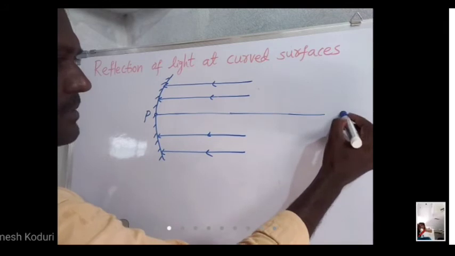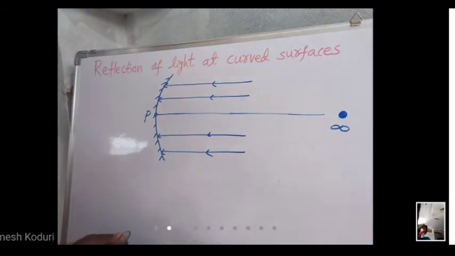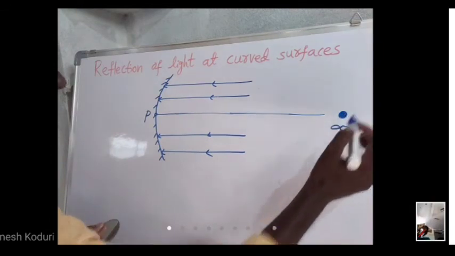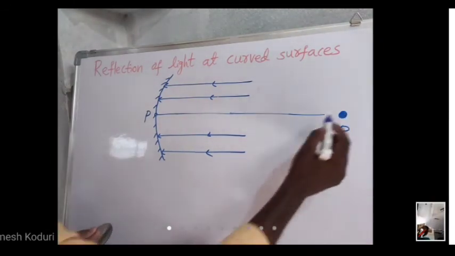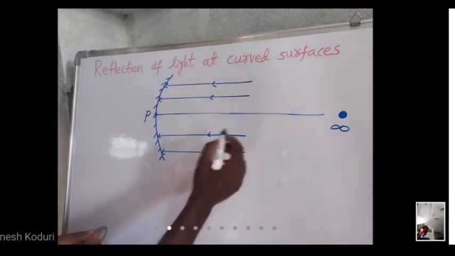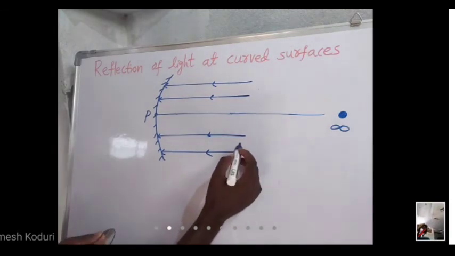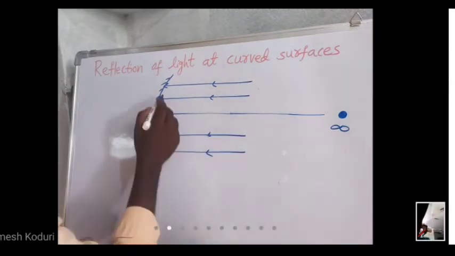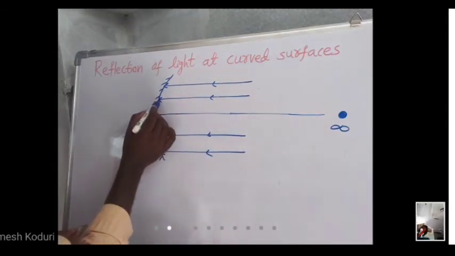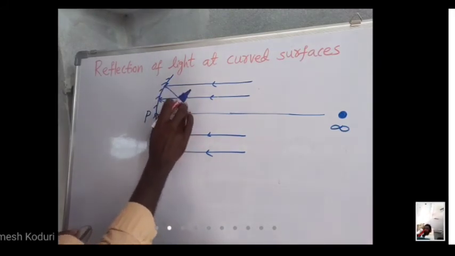Suppose this is an electric bulb or the sun, at an infinite distance. Light rays coming from this source are parallel. This type of light rays is called a beam of parallel light or parallel rays. They are incident on the concave mirror, and the reflected light coincides at a particular point.